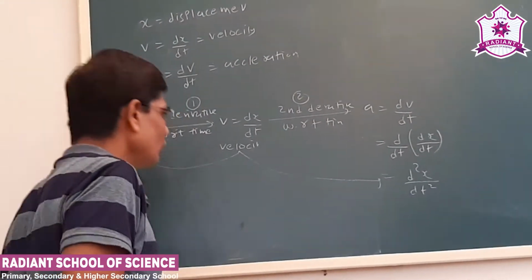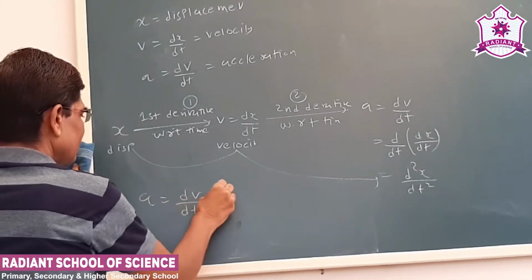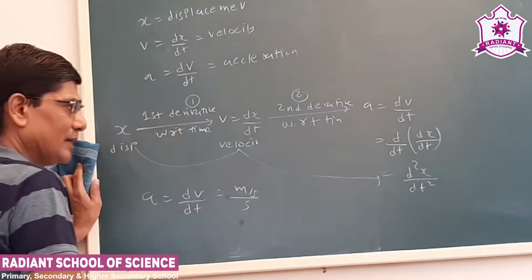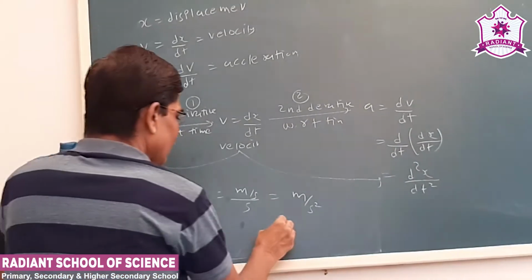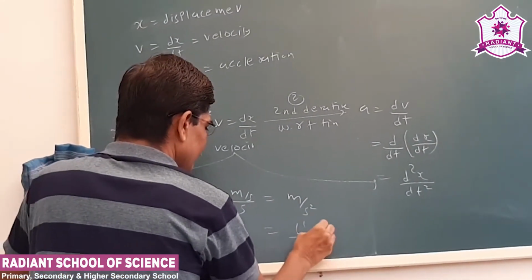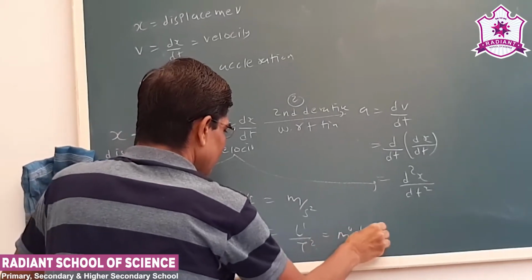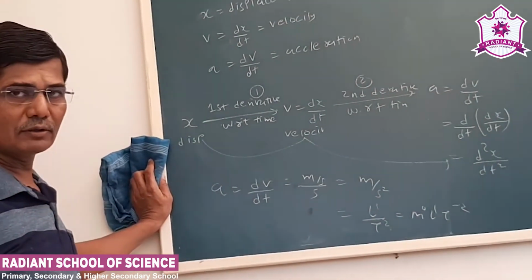Now what about the unit of acceleration? A is dv by dt. Velocity is in meter per second, time again is in second, so the unit of acceleration is meter per second square. And if we talk about the dimension, then it is M0 L1 T-2. Okay, so this is what we have to know about acceleration.